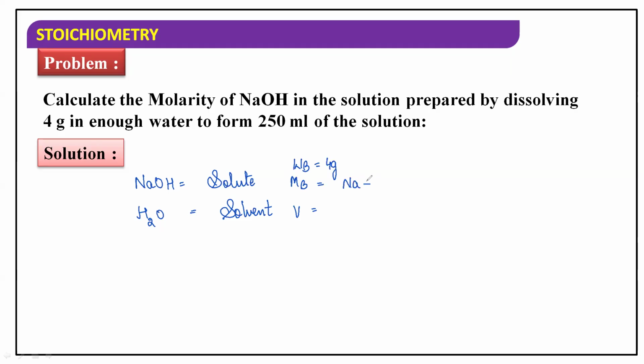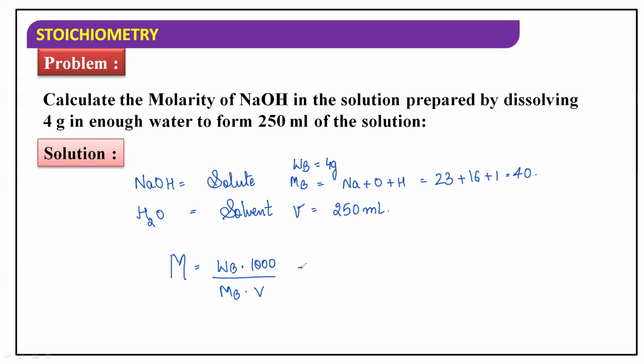It is Na plus O plus H, that is 23 plus 16 plus 1, which is coming out to be 40. Yes, very good. What is the volume? 250 ml. Very good. What is your formula for molarity? Given mass upon molar mass into volume. If the volume is in milliliters, then we multiply by 1000, correct?